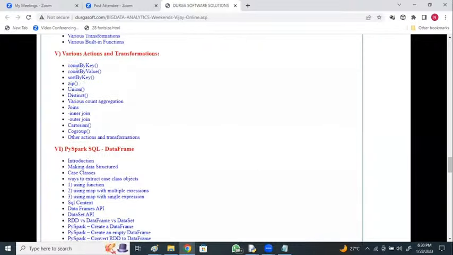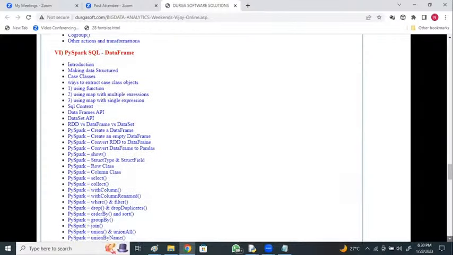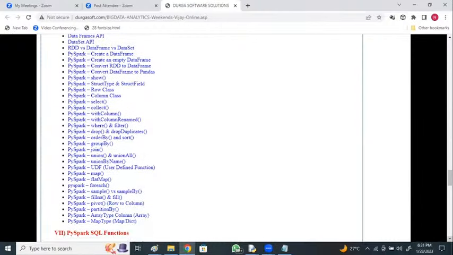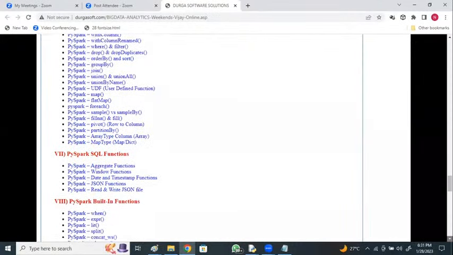So these are one-by-one inbuilt transformations and actions, so we don't need to write huge code. Then various inner join, Cartesian, PySpark SQL data frames. Making the data structured using maps, RDDs, PySpark show, Row class, select, collect, withColumnRenamed, where, order by, group, join, union, one by one, all these APIs with working examples.